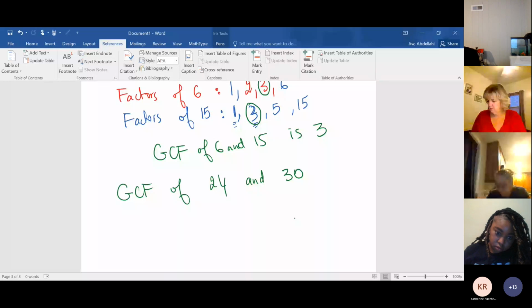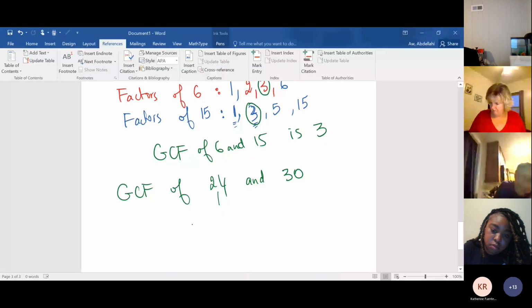Everybody sees it's 6. You see, the GCF between 24 and 30 is 6, right? Because the factors of 24, there are a lot of them: 1, 2, 3, 4, 6, 8, 12, and then 24.